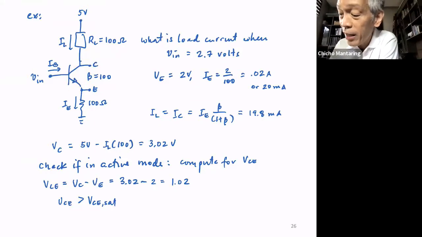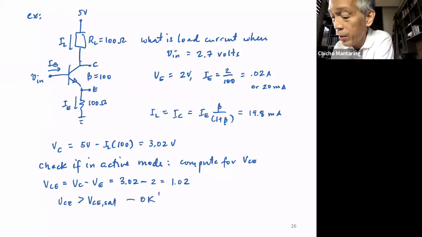If this is not saturated, it means my earlier assumption that IC is equal to beta times IB is valid, no? And all of these equations now are valid. These equations, you can only use them in active mode. This IC is equal to IE beta over 1 plus beta, you can only use that if it is in the active mode. It is not in saturation or not in cutoff. Okay, so that means okay.